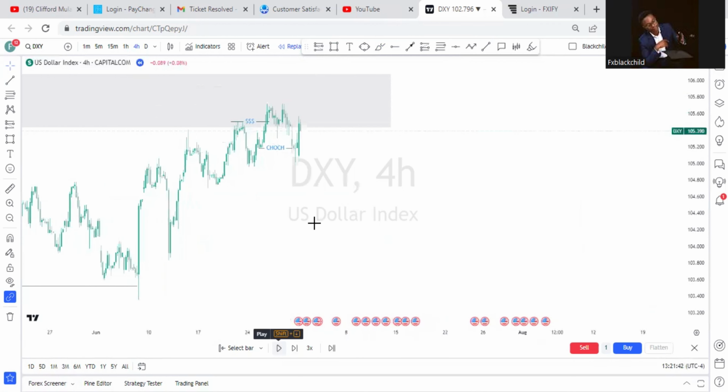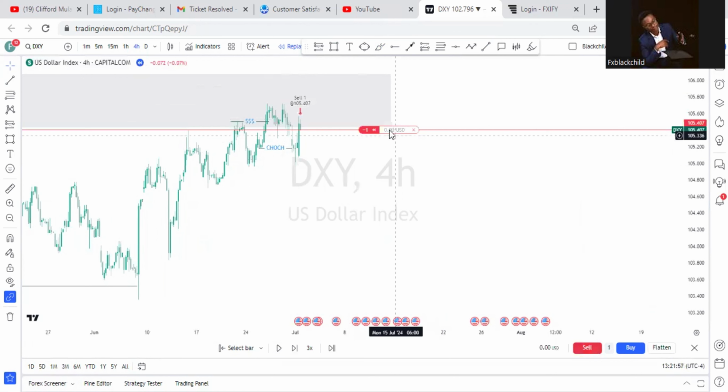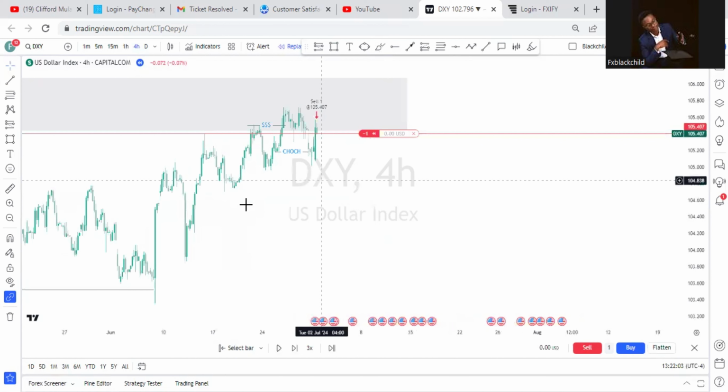So now the market has literally traded below, and now the market is right here, where I'll consider this area as an area of mitigation. So the next thing that I'm gonna do is to sell right there, and put my take profits.